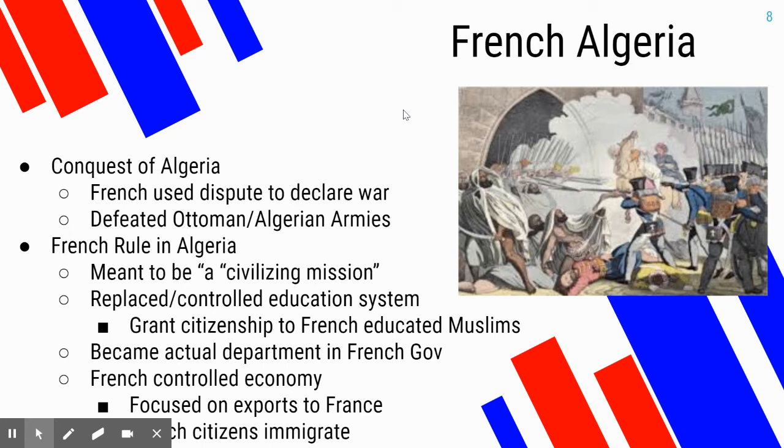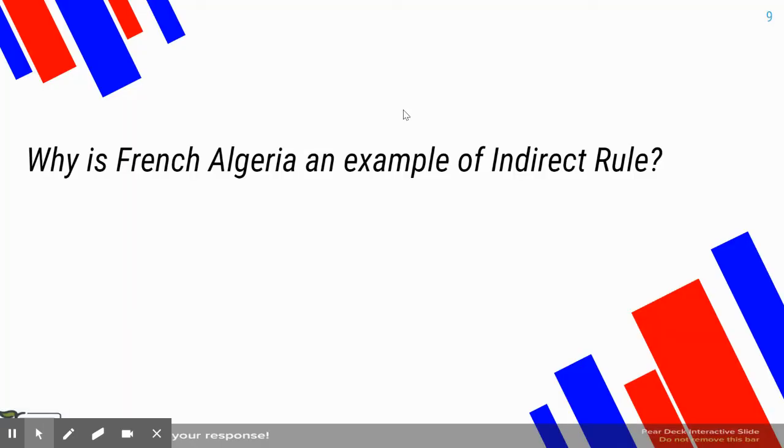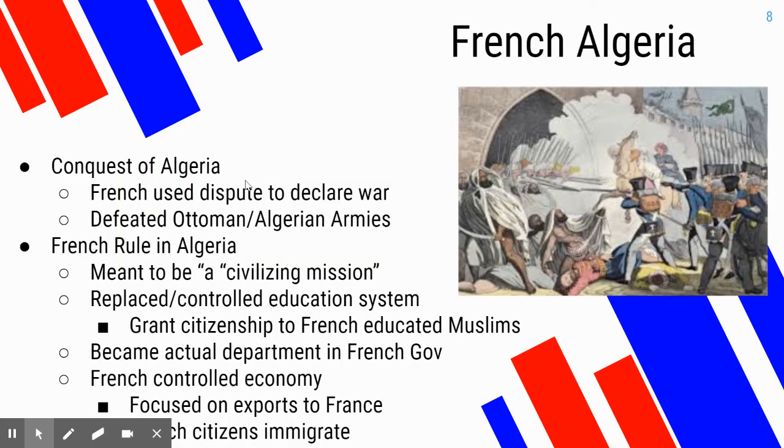So they didn't even consider it a colony. It was part of France. But the colony is still used as a way to make money for France. Exports from Algeria are all sent to France. They don't have a lot of industry, so France can sell things to them, and they encourage French citizens to go to Algeria to try and colonize the area with French people from France. So again, think about this based on what you know about indirect rule. Why is French Algeria an example of indirect rule? If you can answer that, then I'm going to say that you understand indirect rule.